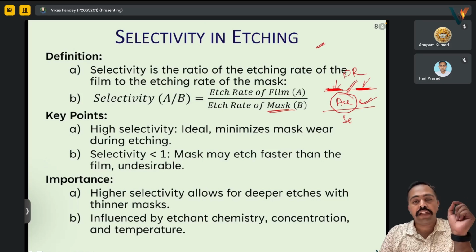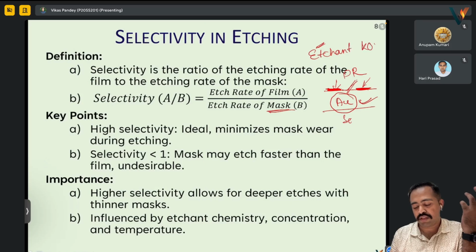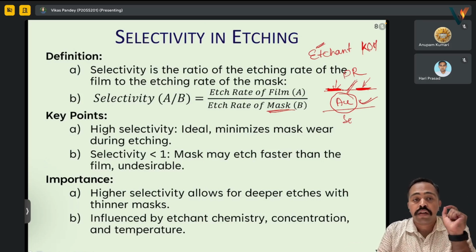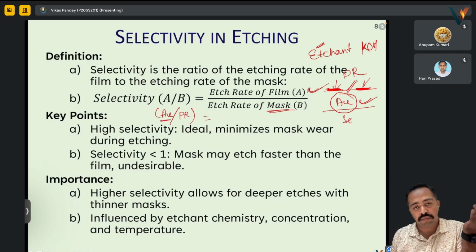So if we are saying what is the selectivity of this specific etchant, say KOH, potassium hydroxide, we are using to etch out gold. Then we will say what is its selectivity towards gold with respect to photoresist. Whatever etch rate we are achieving for the film A, here it will be gold, and the mask, that means the photoresist, will be B.